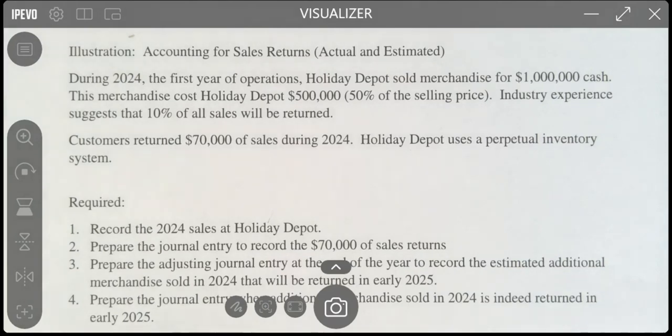So there's the requirements for the case. Record the 2024 sales at Holiday Depot. Prepare the journal entry to record the 70,000 of sales returns that occurred. Prepare the adjusting journal entry at the end of the year to record the estimated additional merchandise sold in 2024 that will be returned in early 2025. And then prepare the journal entry when additional merchandise sold in 2024 is indeed returned early in 2025.